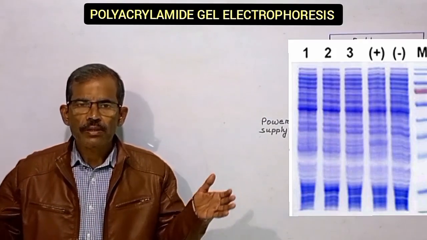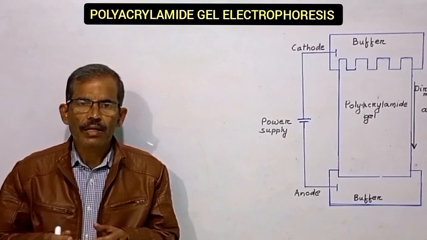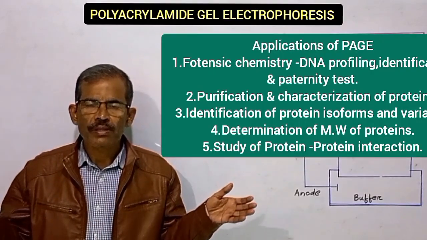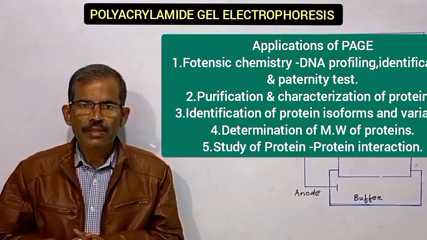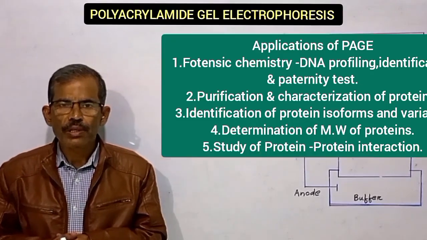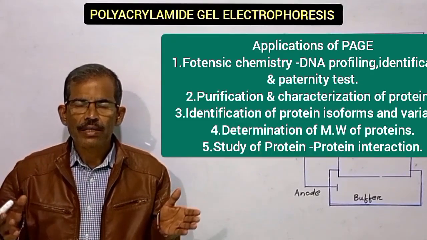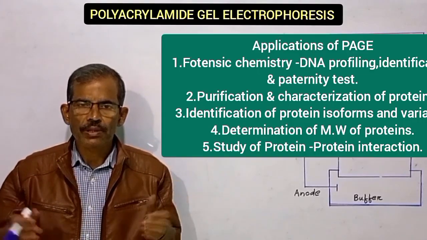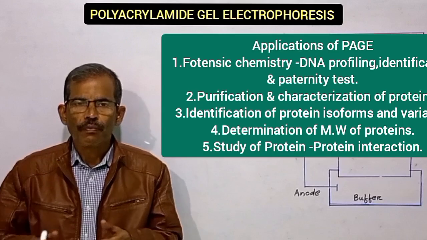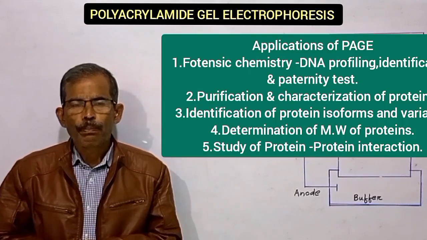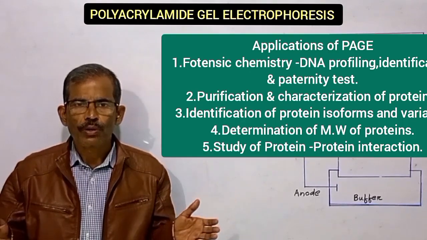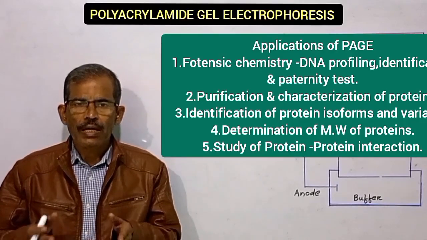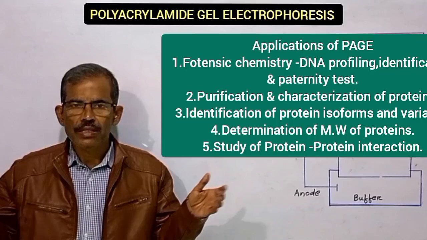Now, applications of polyacrylamide gel electrophoresis. PAGE is used in many fields including genetics, molecular biology, biochemistry and biotechnology. It has several applications. Number 1, forensic chemistry. PAGE is used for DNA profiling and identification and also in paternity tests.